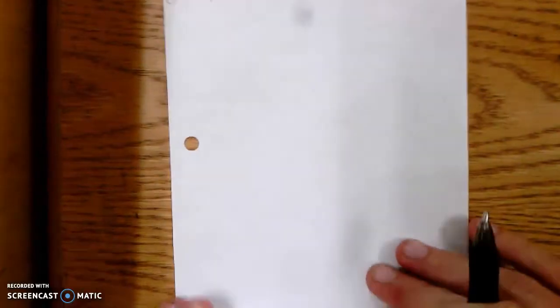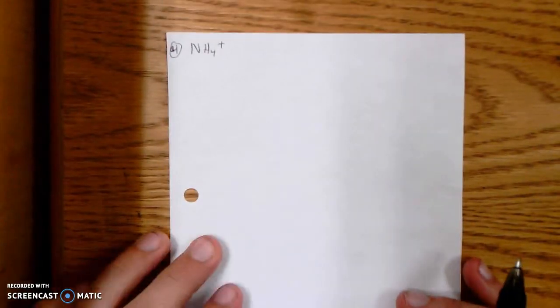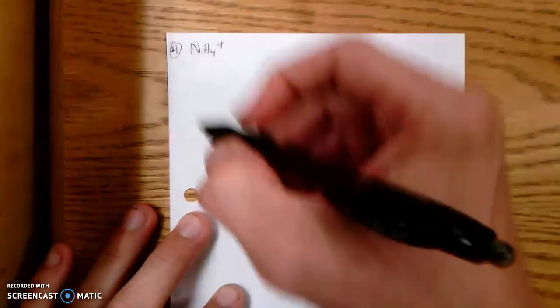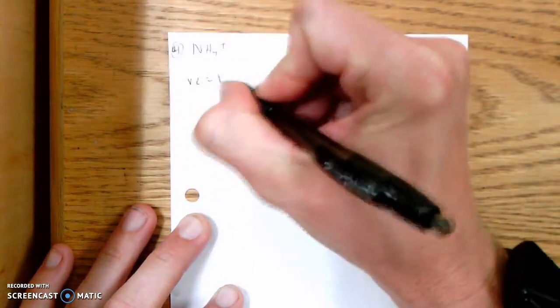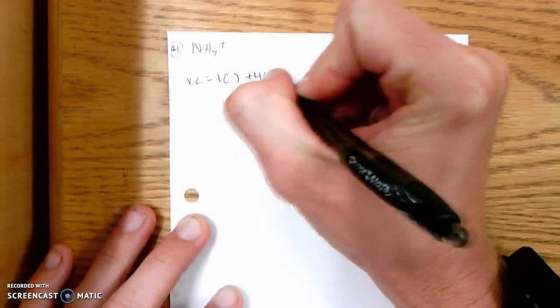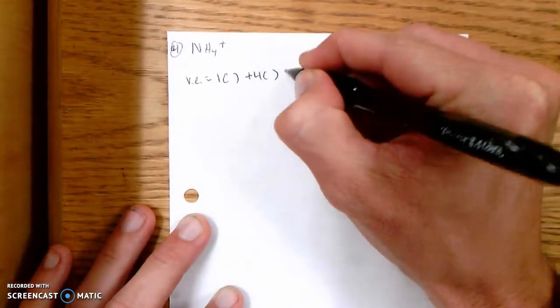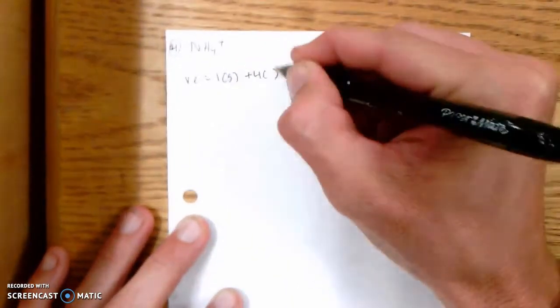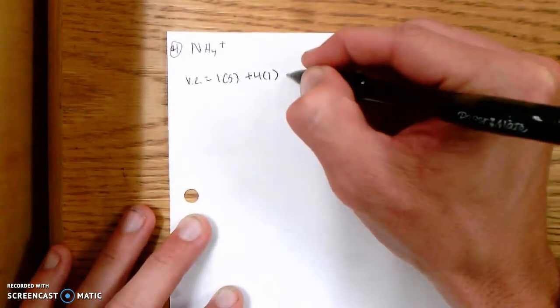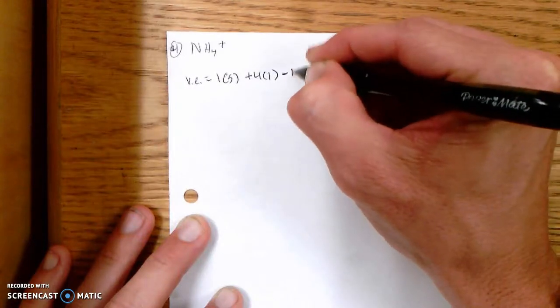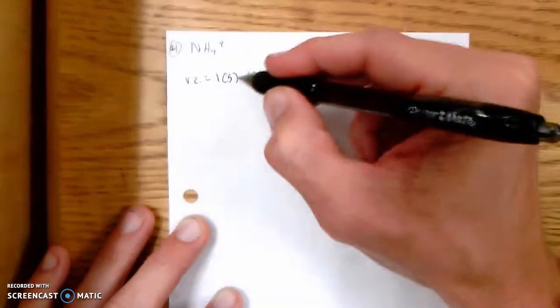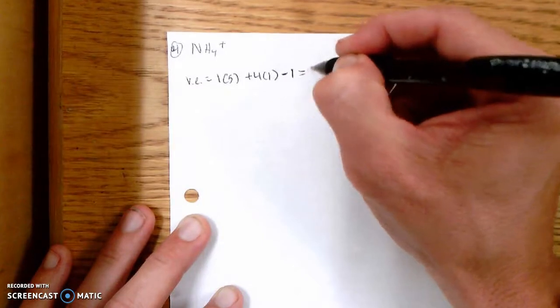And lastly, let's end with a little bit of an easier one. We'll do the ammonium polyatomic ion. Remember, it's the only one that has a positive charge. So we'll do valence electrons: 1 nitrogen, 4 hydrogens, and nitrogen group 5, hydrogen group 1. And then this is the one time where we're going to subtract 1. It's a plus, so it's lost an electron. So 9 minus 1 is 8.